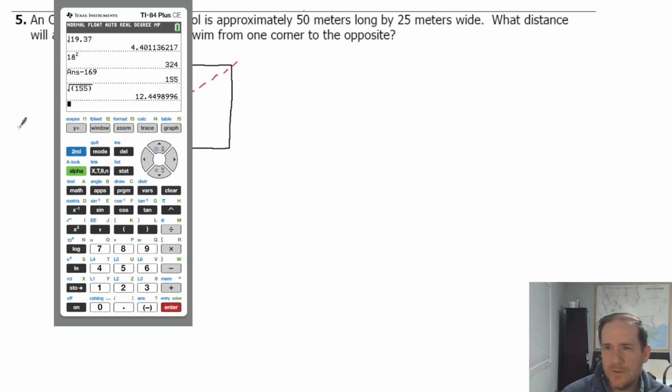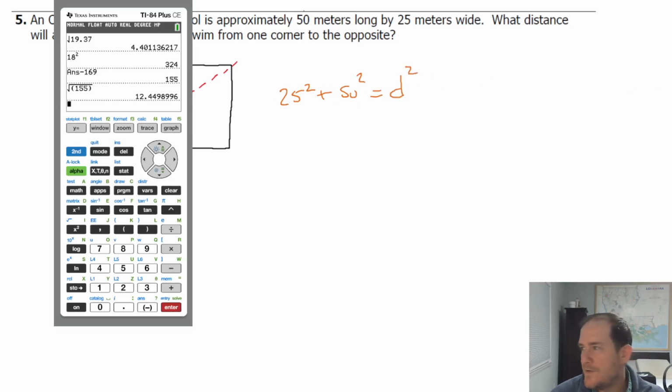And that's no big whoop because we can put a right angle here because this is a rectangle. And then we're solving for this distance here, and that distance is the hypotenuse. So the Pythagorean theorem is going to say that 25 squared plus 50 squared is equal to d squared. And all these numbers are pretty big. 25 squared is 625, and 50 squared is 2500, and that equals d squared.